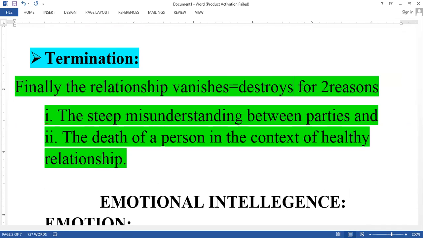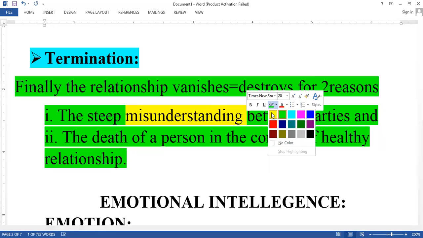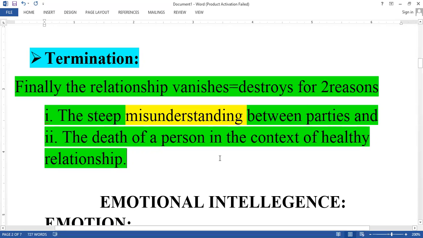The first one is a steep misunderstanding. This is the most important point here. Misunderstanding is nothing but a lack of belief between the parties. This is the first reason. After that, the second reason is the death of a person in the context of a healthy relationship.